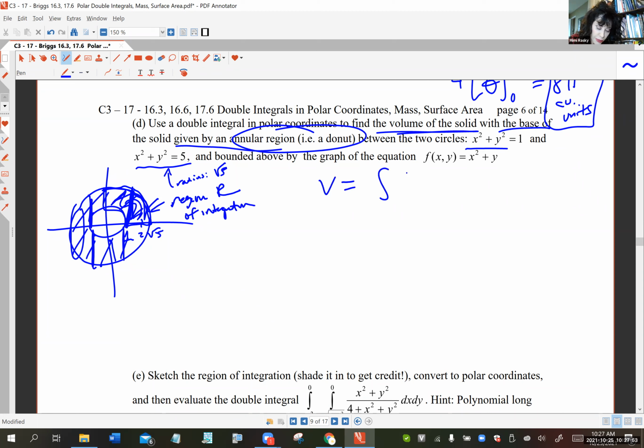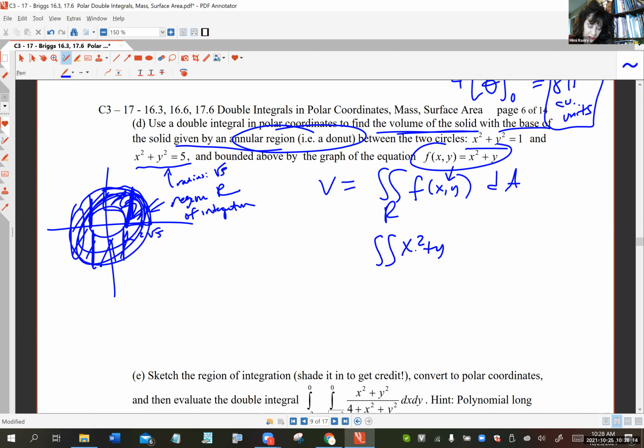So when you go volume equals double integral, and you put an R down below the double integrals, that R is your region of integration. And then you'll put your capping surface here in the integrand, and then you've got your area element here. So they gave us the capping surface. That's nice. But I don't even want to try to have this be in rectangular. I'm going to immediately go to polar.